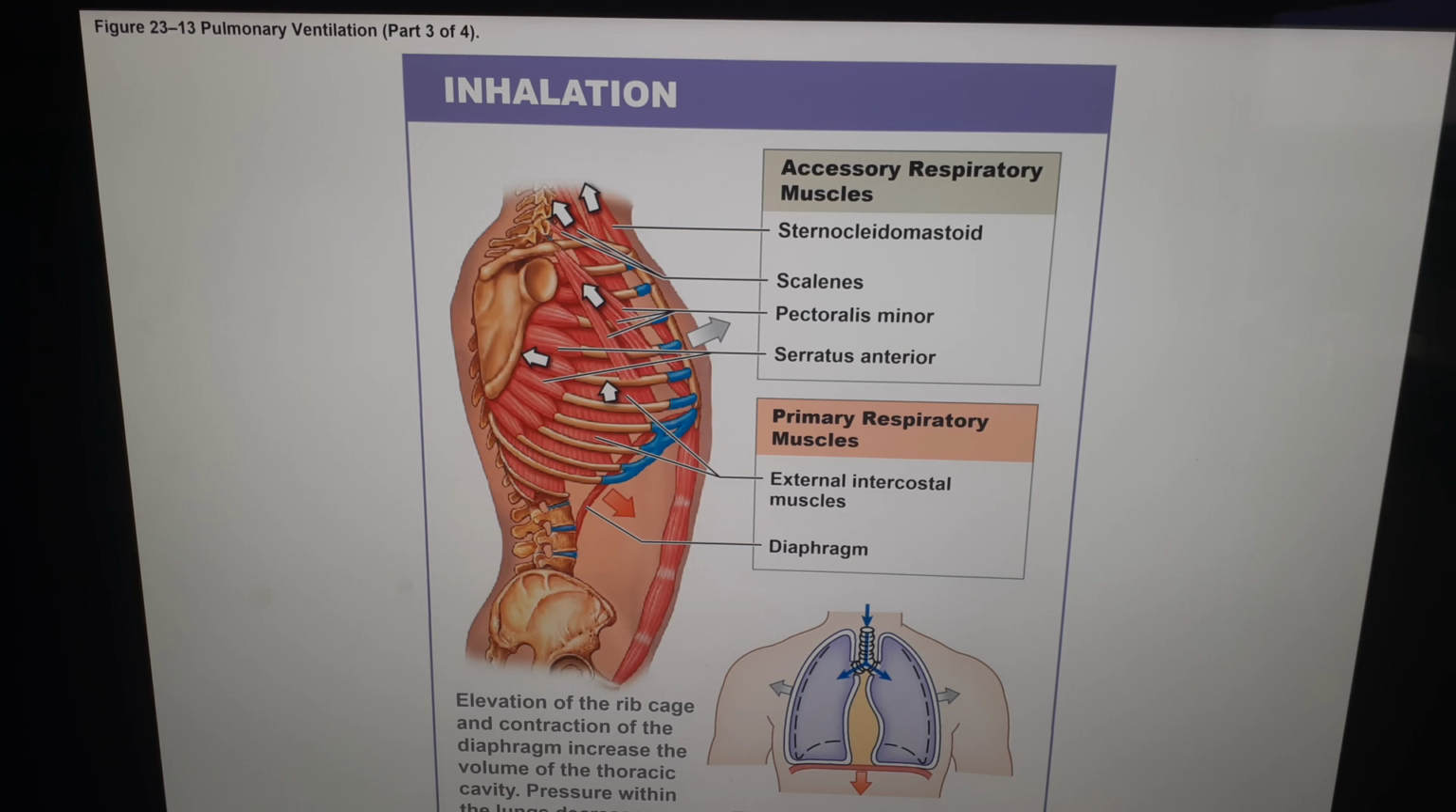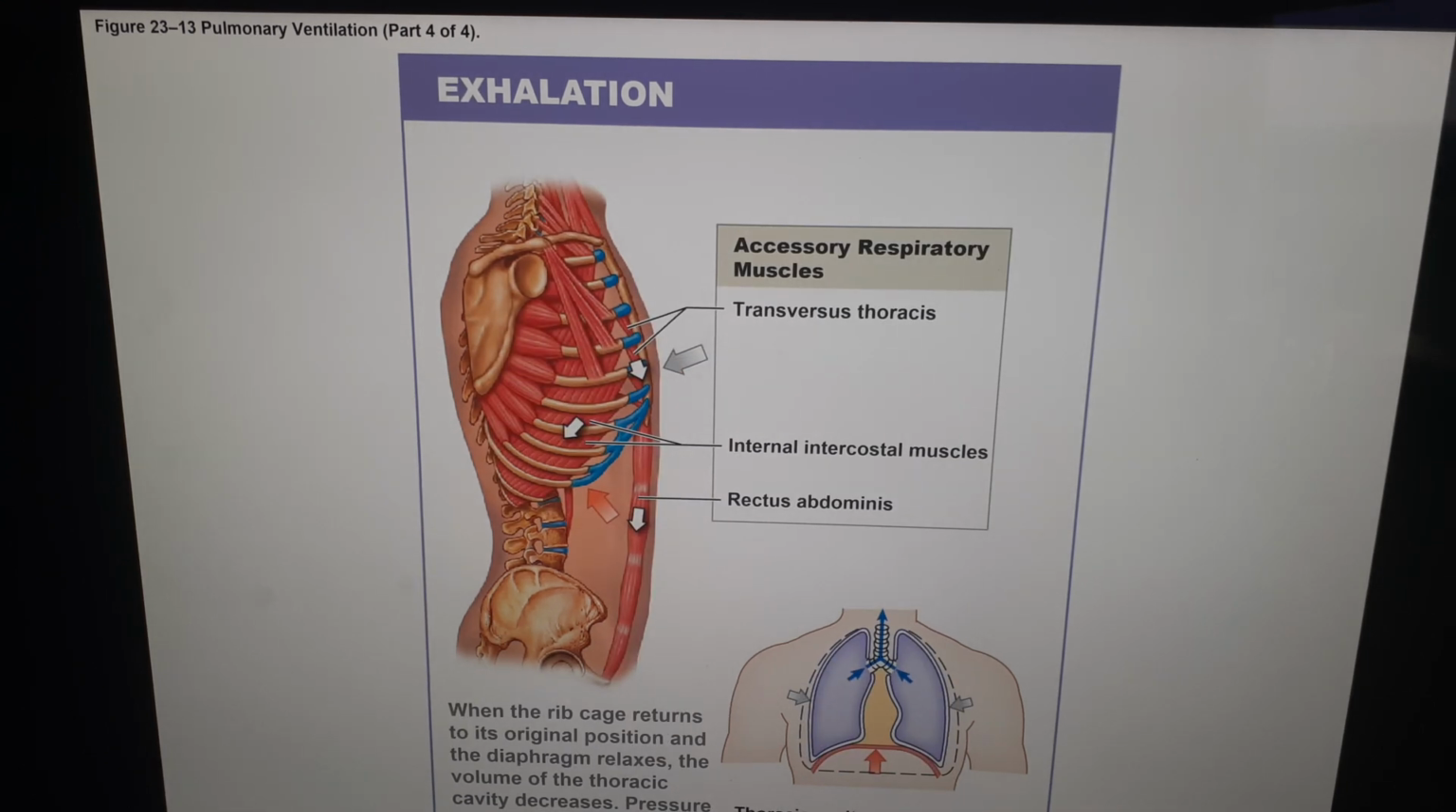Now, when you want to make the chest cavity even bigger and forcibly inhale, then you're going to recruit some more muscles, your accessory respiratory muscles, known as your sternocleidomastoid, your scalenes, your pectoralis minor, and your serratus anterior. So that's going to increase the volume of the chest even more to give more room for more gas to come in. When we exhale, if we just took a normal breath, we simply allow the exhale to happen by relaxing the external intercostals and allowing the diaphragm to return to its rounded state.